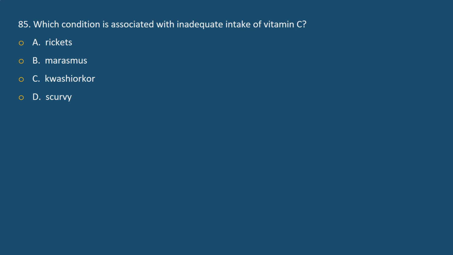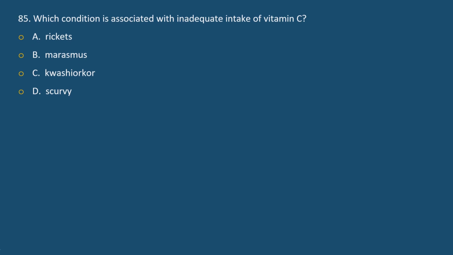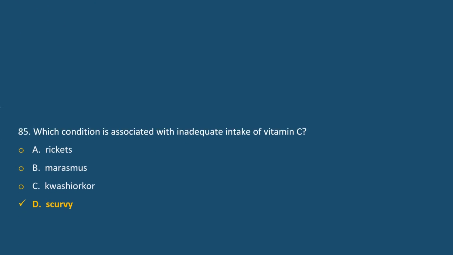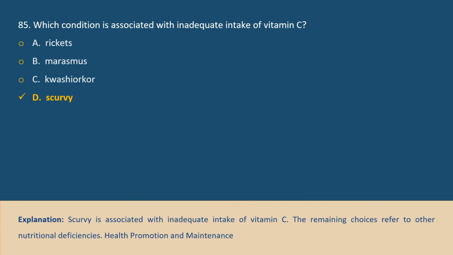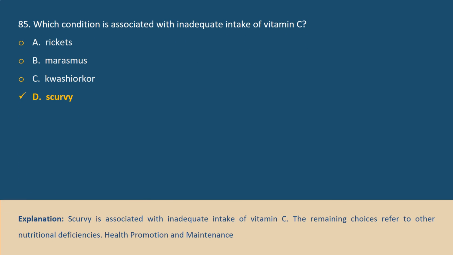Question 85. Which condition is associated with inadequate intake of vitamin C? A. Rickets, B. Marasmus, C. Kwashiorkor, D. Scurvy. Answer D. Explanation: Scurvy is associated with inadequate intake of vitamin C. The remaining choices refer to other nutritional deficiencies. Health promotion and maintenance.